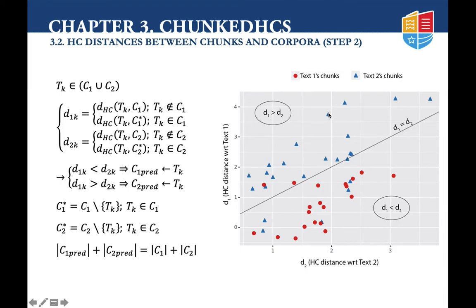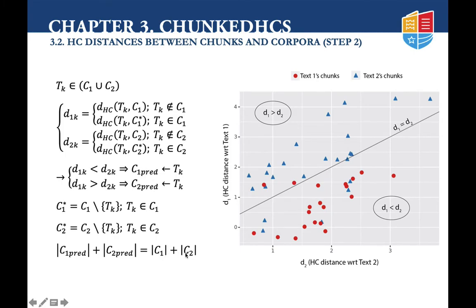For an individual chunk, in this example, we calculate the distance between this chunk and text one. This is D1, and the distance between this chunk and text two is D2. We have the diagonal where D1 equals D2, the area above the diagonal where D1 is greater than D2, and the area below the diagonal where D1 is smaller than D2. When D1 is bigger than D2, this chunk is classified into C2 predicted. When D1 is smaller than D2, the individual chunk is classified into C1 predicted.